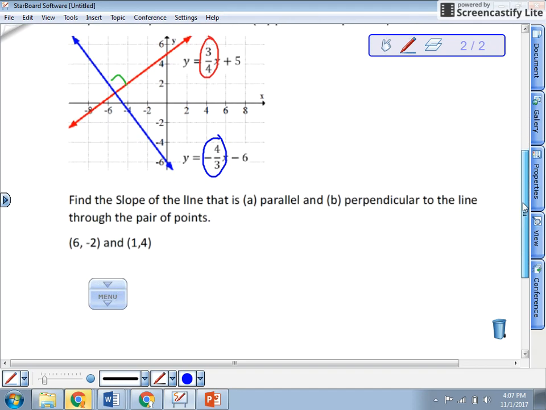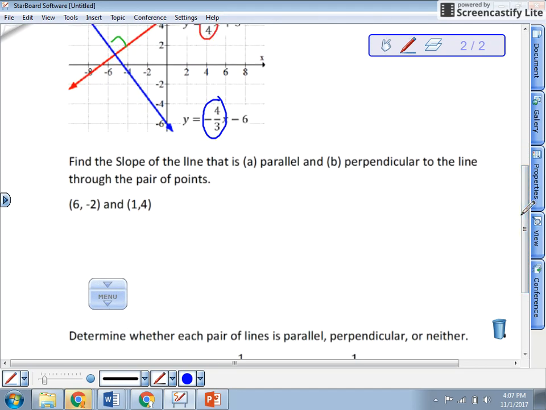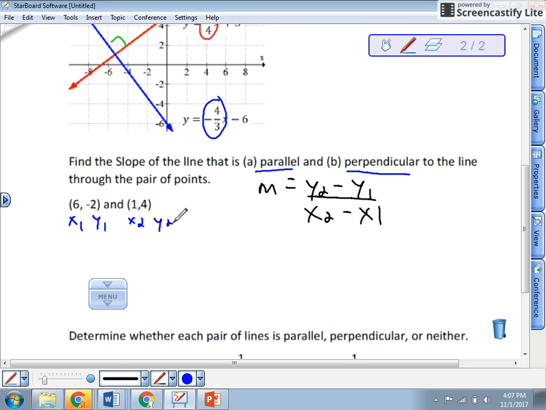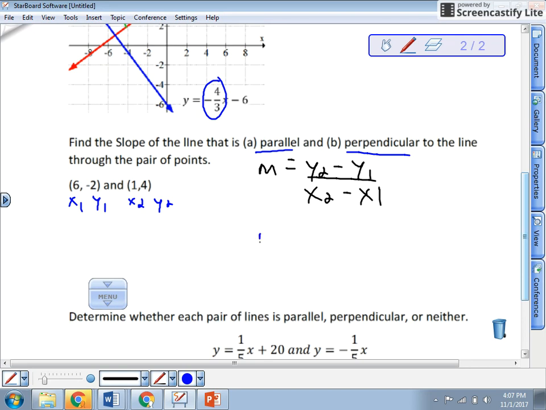Here's some questions they're going to ask about that. It says, find the slope of a line that is A, parallel, and B, perpendicular to the line through the pair of points. The first thing we need to do is find our slope. Remember our equation, y2 minus y1 over x2 minus x1. So here are our points. I'll call this one x1, y1 and this one x2, y2. So I simply plug those points in. Let's find our slope first. m equals y2, which is 4 right here. It's always minus, and then minus a -2.